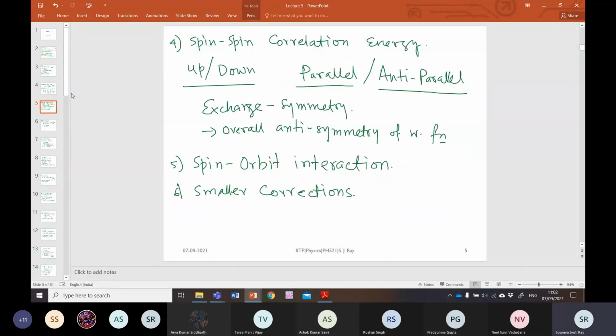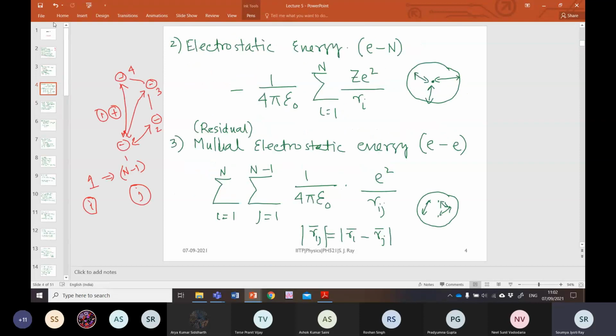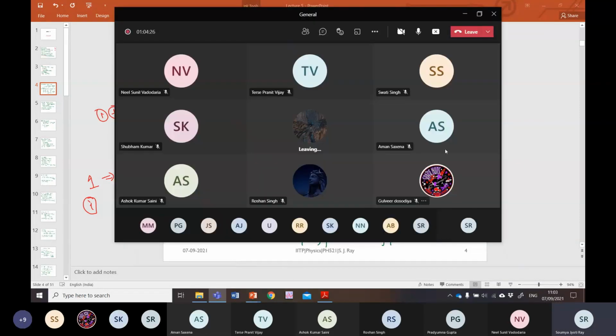Okay, so there are actually three other types of interactions. We'll discuss them in tomorrow's class because they'll take a little more time. Okay, so we'll finish the class here. Any other question? No. Okay then, we finish the class here.